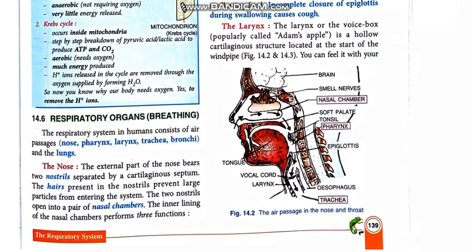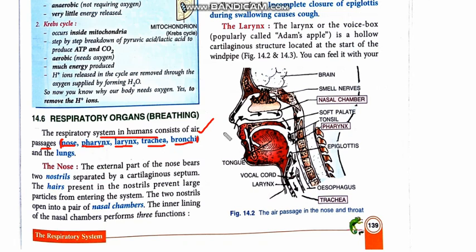The respiratory system in humans consists of air passages, and this you have to learn with very much care. You have to learn it stepwise. First of all, the place from which air enters your body is the nose, then pharynx, larynx, trachea, bronchi. So you must learn the locations of them. Okay, so let's see.